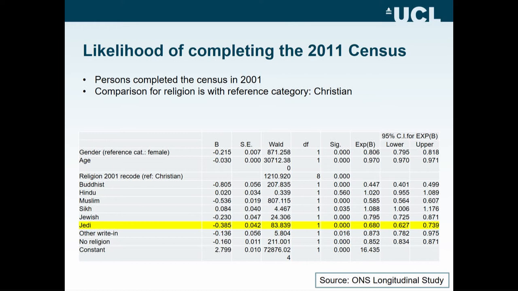And what we see is, of all of these religions, most of them are less likely than people in the Christian category to complete their census. It's taking age into account. It's also using gender in the model with female as a reference category. So men were less likely to complete their census form than women.